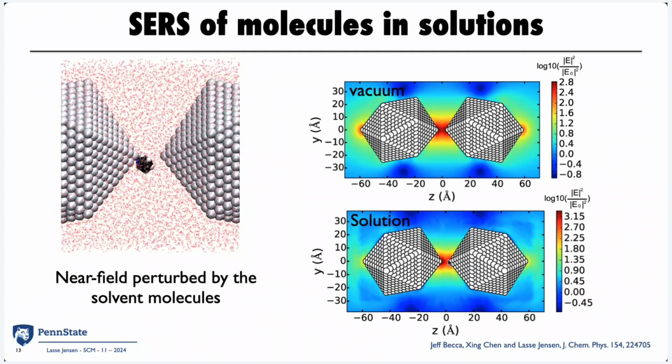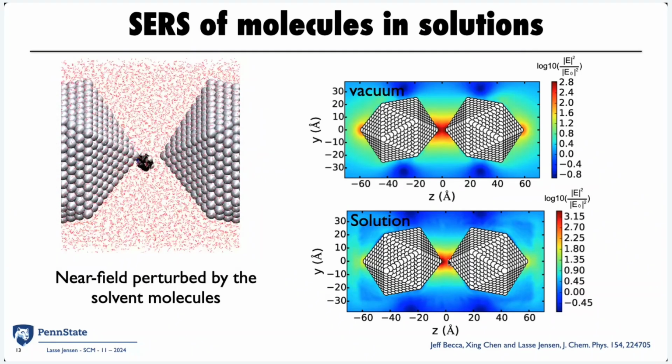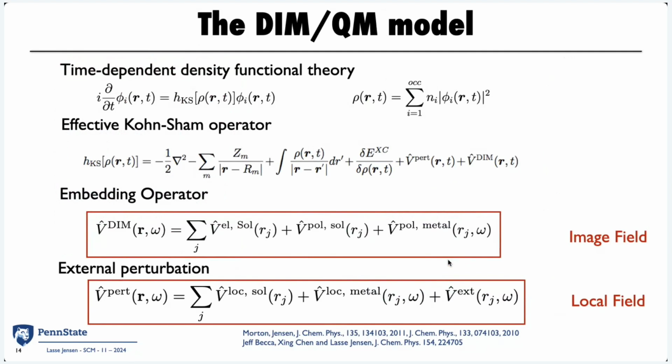Okay, so we've been looking at solvent effects in this. So what we've done is extended the method that's called the discrete interaction model, quantum mechanical model that we've developed for a while, which is like a hybrid electrodynamic model where we treat the response of the nanoparticles classically, okay, and then we treat the response of the molecule quantum mechanically, and then we couple these, okay. And so what we've done is extended this to also treat the solvent effects.